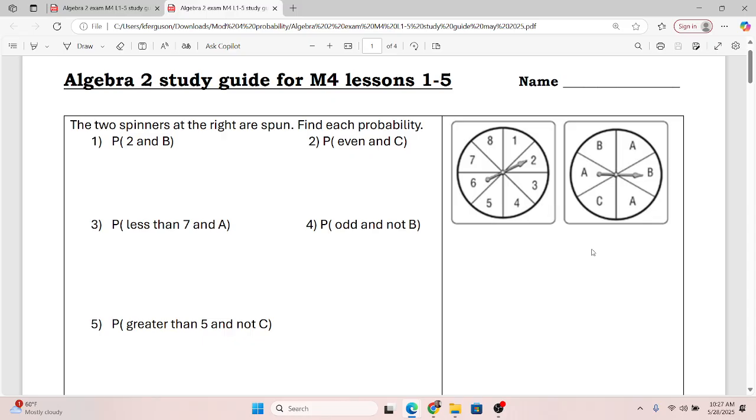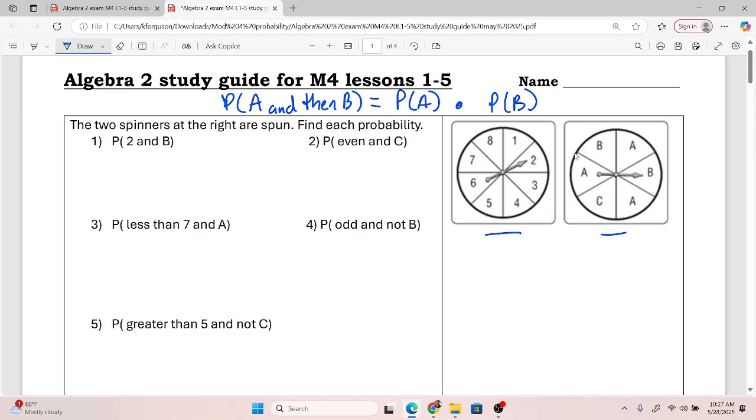The two spinners at the right are spun. Find each probability. Well, in talking about probability, for instance, you have the probability of one event and then the probability of a second event, like spinning this spinner, then spinning this one. What's the probability of having a first event and then a second consecutive event? Well, you take the probability of the first event and multiply it times the probability of the second event.